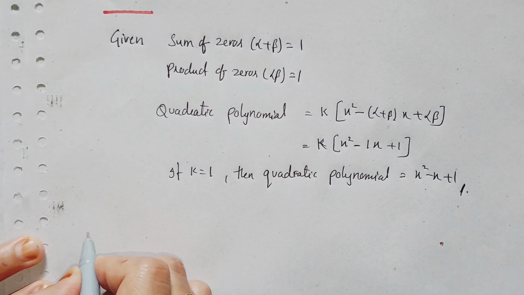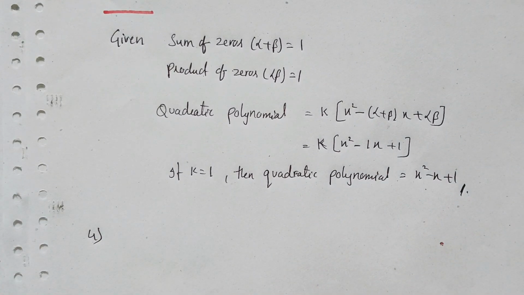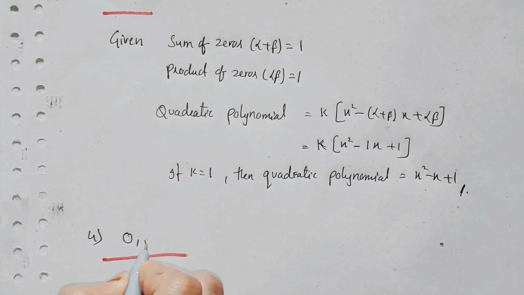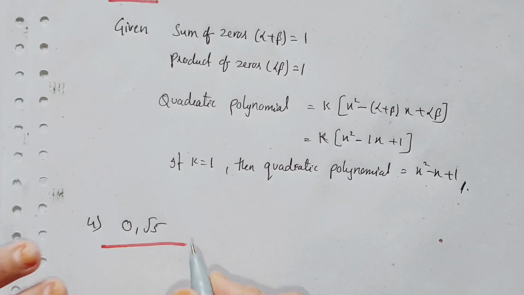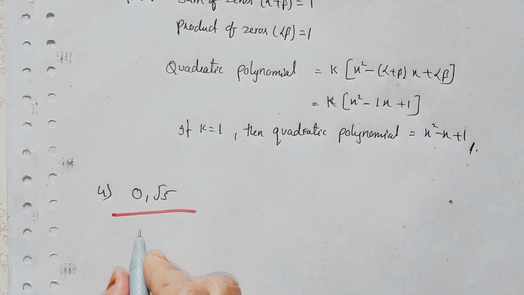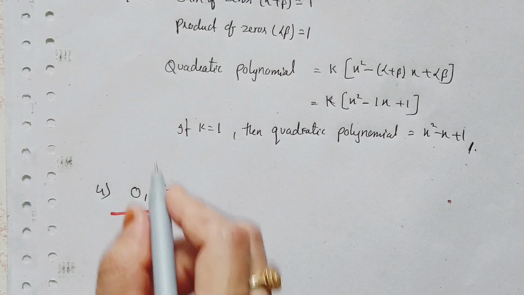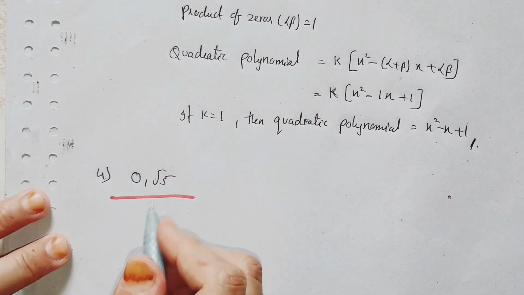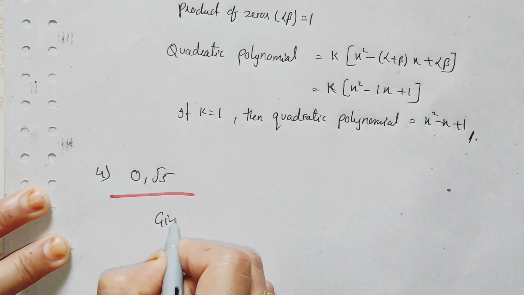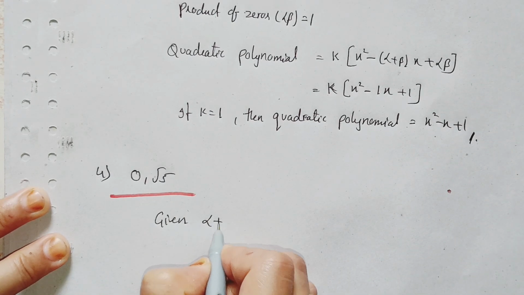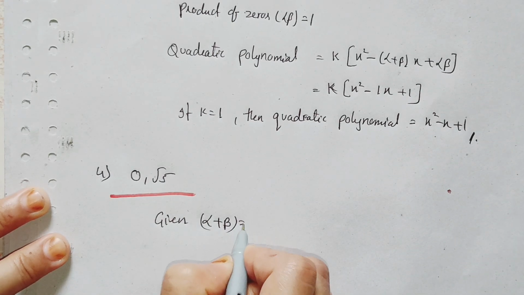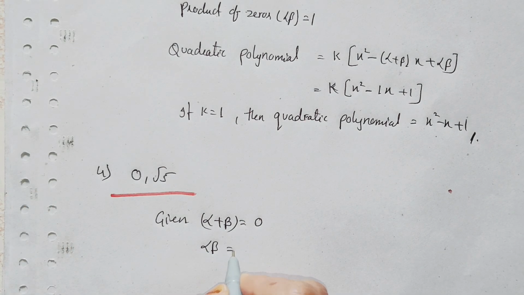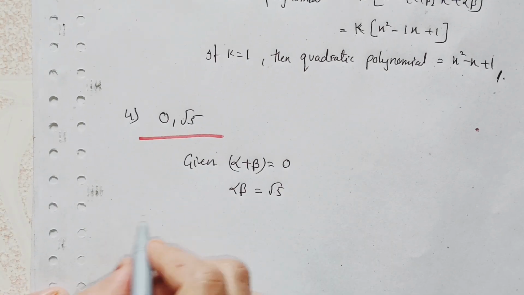Okay, now we'll see the fourth question, which is 0 comma root 5. Okay, so we'll do this. Actually, this is the third one and this is the fourth one. Okay, sorry for that. So given sum of zeros means alpha plus beta equal to 0 and product of zeros alpha beta equal to root 5.